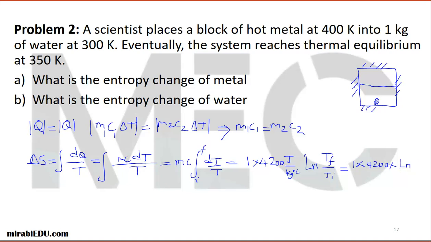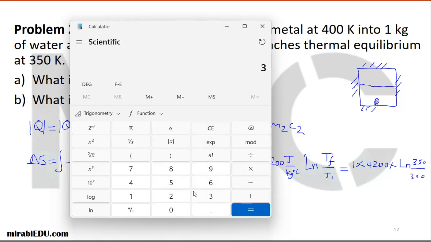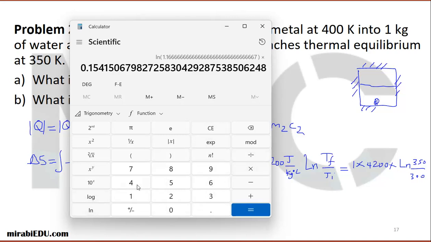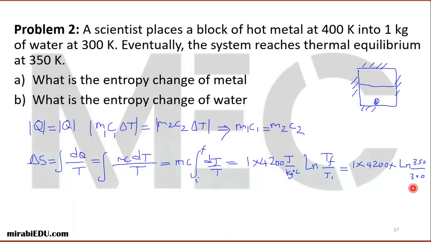No. What is the final temperature? 350. The initial temperature of water is 300. So let me do the calculation here. 350 divided by 300, take the natural logarithm and then multiply it by 4,200. I'll get 647 roughly. This is delta S of water.